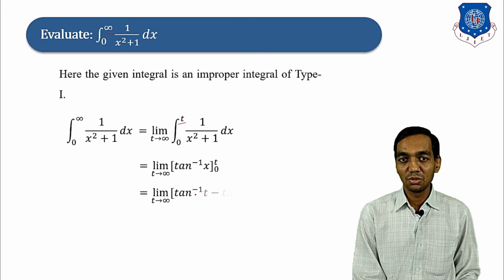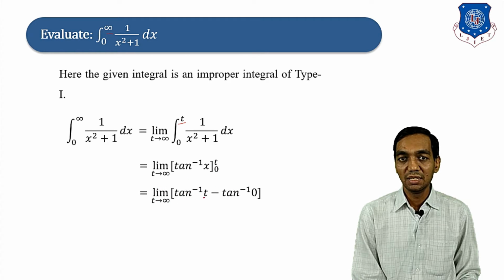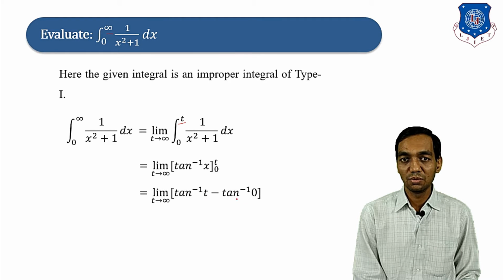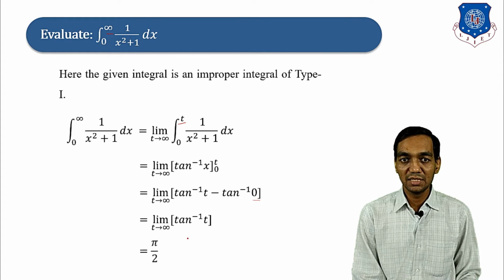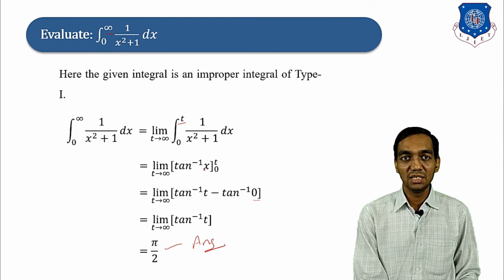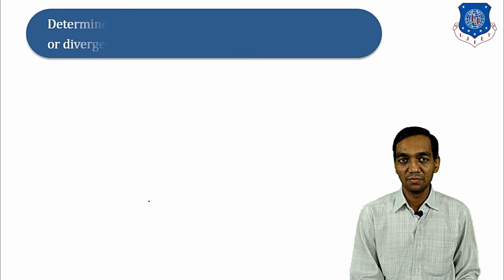Now put the limits. First upper limit minus lower limit, that will give you limit t tends to infinity, tan inverse t minus tan inverse 0. Tan inverse 0 has a value 0. So you will have limit t tends to infinity tan inverse t. Now put the limit. So tan inverse infinity is nothing but pi by 2. So this is a finite answer, and since it is finite, this integration is said to be convergent. And here we have given simple evaluation. So this is the answer of your integral.